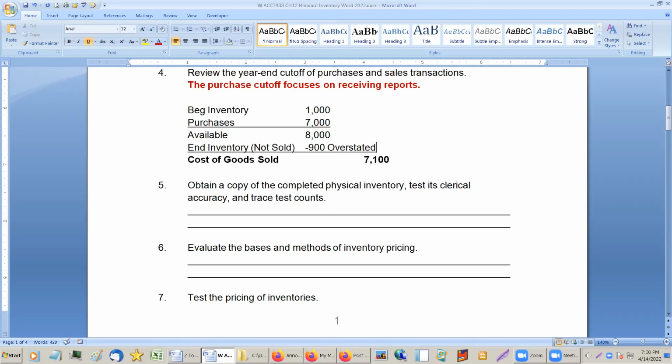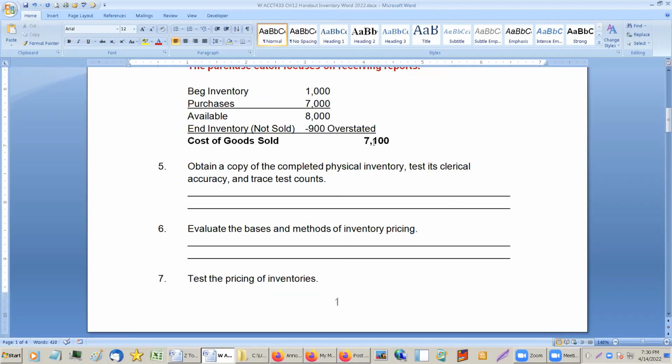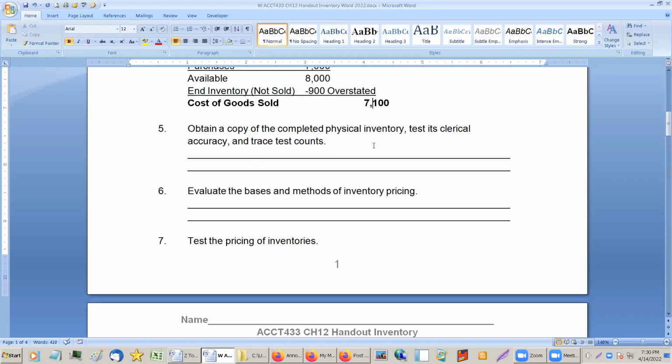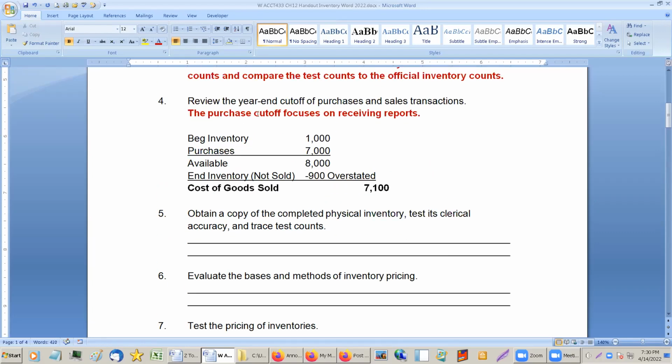So this overstated ending inventory will actually a lot of times make your income look higher than it really is, because of this inventory. The larger this inventory that's supposedly not sold is, the lower your cost of goods sold is. So that's why the cutoff is very important in the receiving report and those things. Anything in the receiving report.